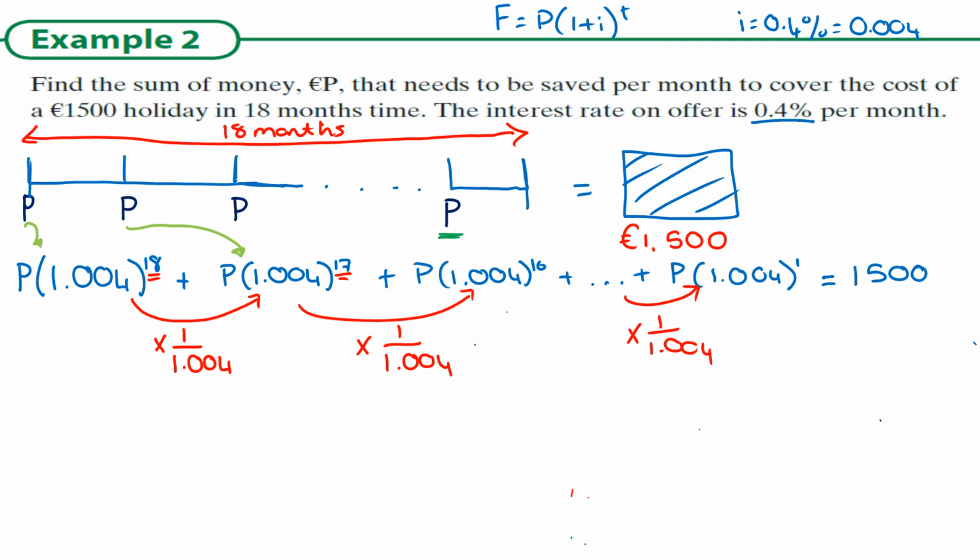So let's set this up. A, my first term, is P bracket 1.004 to the power of 18. Our common ratio is 1 over 1.004. N, the number of payments, is going to be 18 months. And we're going to do S18. So I'm just going to clear this so we have a bit more space to work.